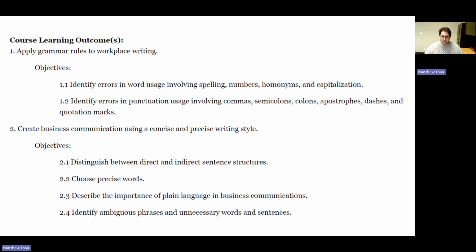Other things to use the course outlines for are things like pulling out at what level we need to know the information.